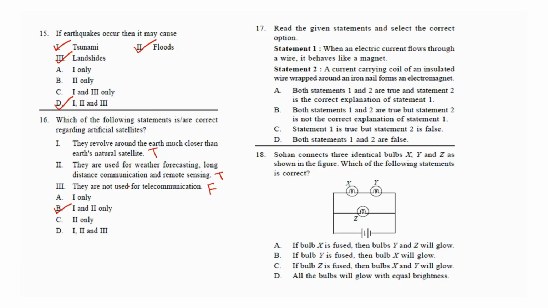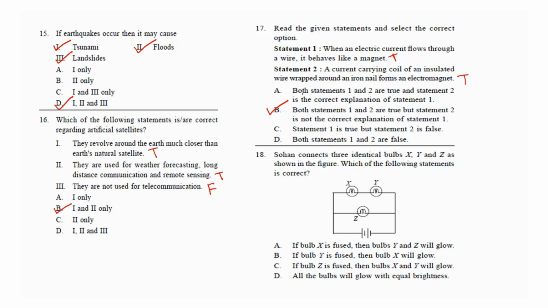Coming to question number 17. In question number 17, there are two statements, right? The first statement says when electric current flows through a wire, it behaves like a magnet. This is true, right? In the case of electromagnets, when electric current flows through a wire, it behaves like a magnet. Statement 2 says a current carrying coil of an insulated wire wrapped around an iron nail forms an electromagnet. This is also true, right? Both the statements are true, but statement 2 is not the correct explanation of statement 1. So our answer should be option number B, right? Okay.